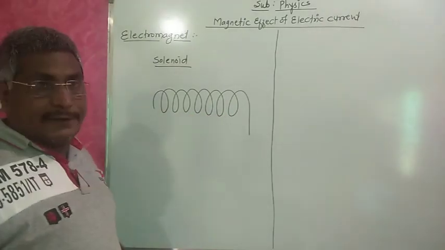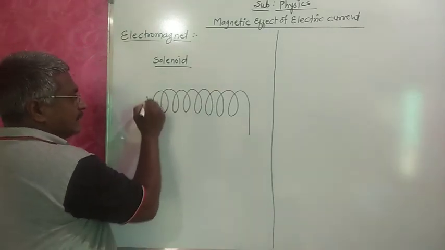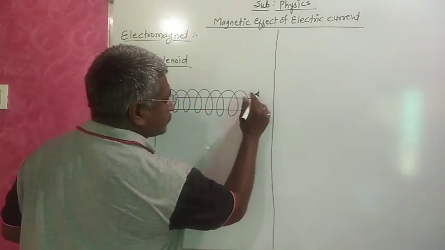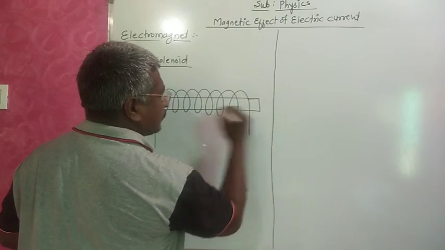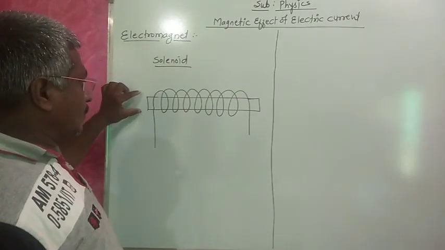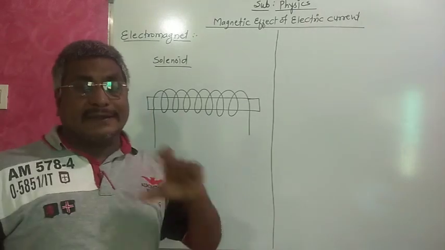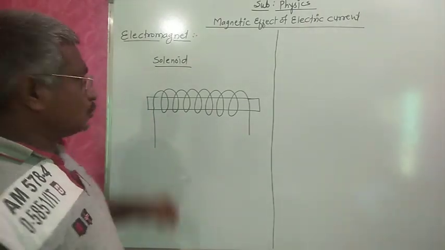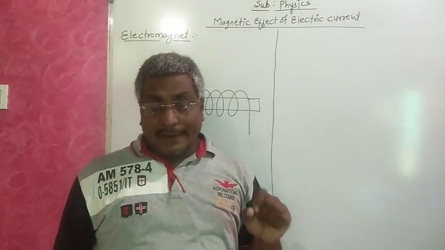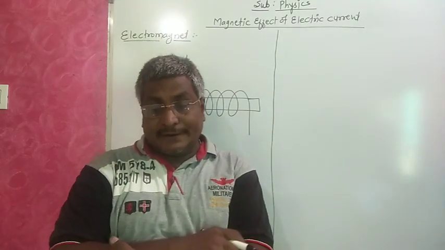So this is the solenoid. If we pass a soft iron core, a magnetic material, through the coil, what will form? Electromagnet. So how can we write the definition of electromagnet?